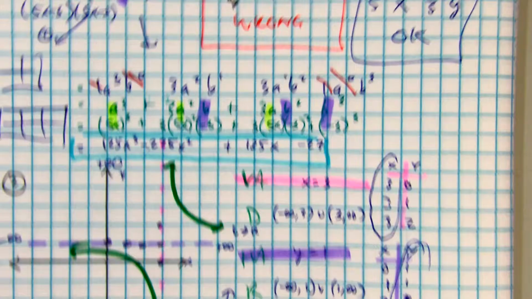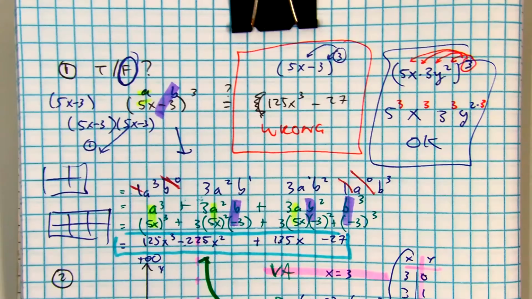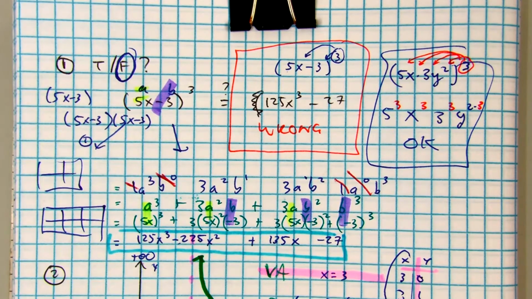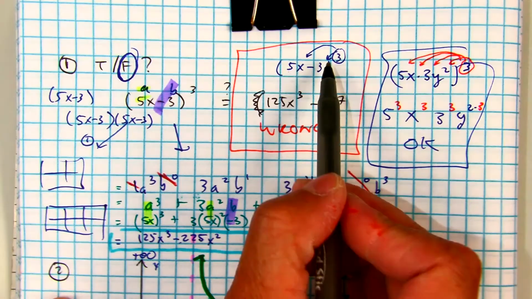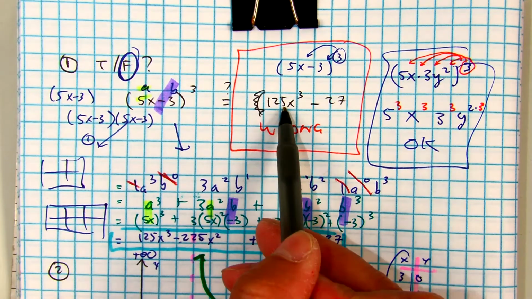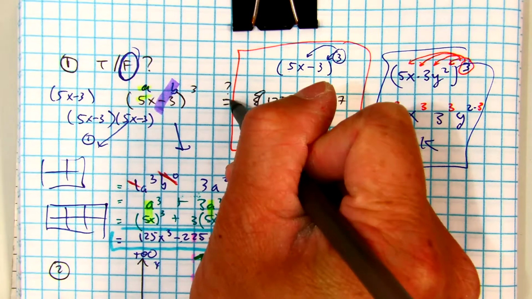The answer for number 1 is false. Let me talk about the misconception. Remember, a lot of students are trying to do this. They try to take the exponent and distribute it, and they get an answer of 125x cubed minus 27. That is wrong. They are not equal.